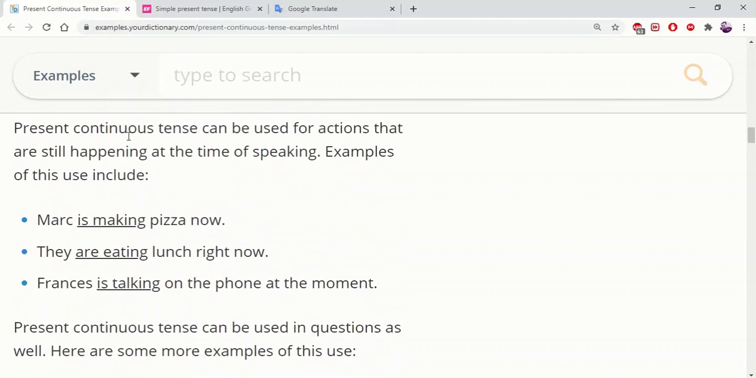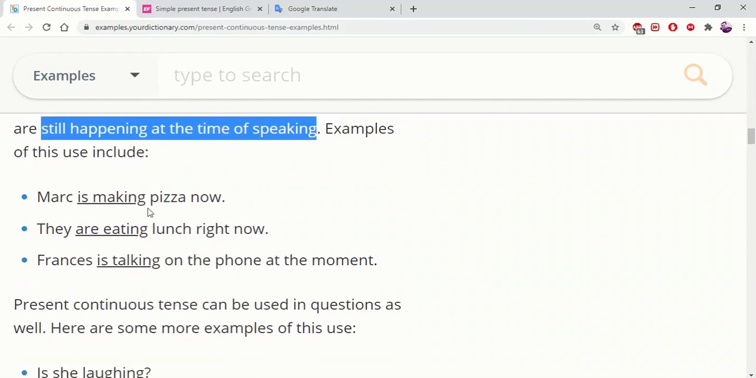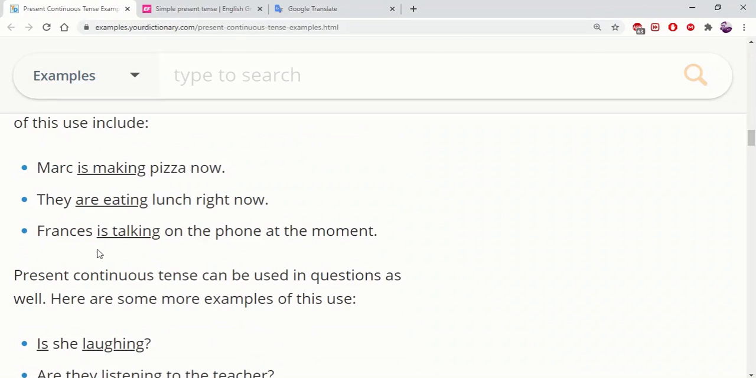Next, present continuous tense can be used for actions that are still happening at the time of speaking. बोलते समय जो हो रहा है. Now see the sentences. Mark is making pizza now. That means it is happening right now, even as I am speaking. And even if you are reading this in your mind, we can say that Mark is making pizza now.